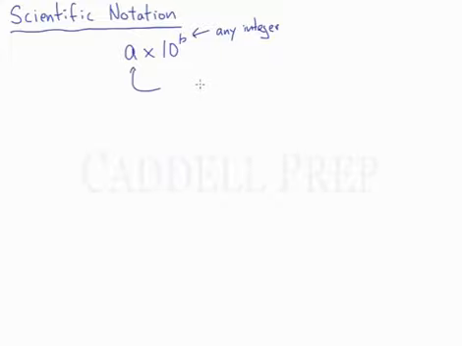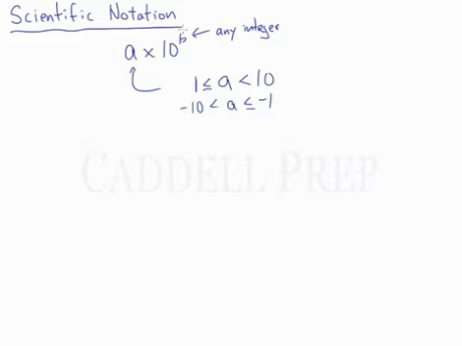Okay, but this a could equal 1, or it could be greater than 1. But it has to be less than 10. Okay, also, it could be the negative. So, it could go from negative 1 to negative 10, and it could equal negative 1, but not negative 10.